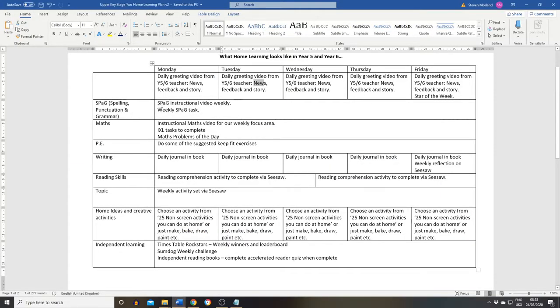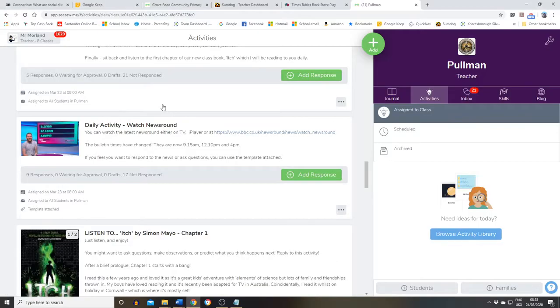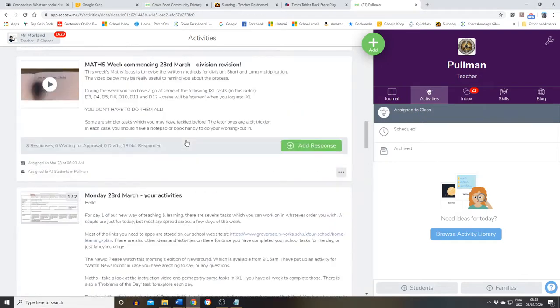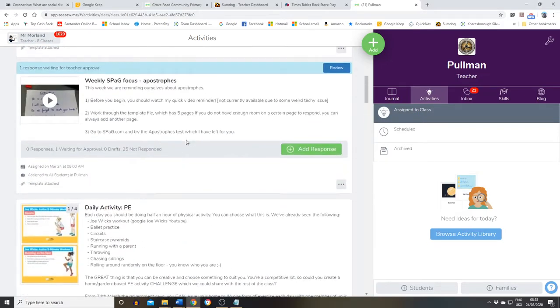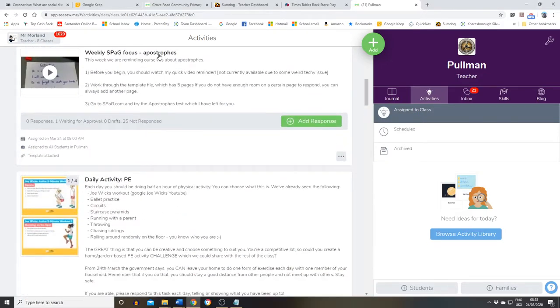SPAG, this is a task that runs all week. It's just gone up this morning on Tuesday, so you can have a go at this. This will be near the top of the list. The weekly focus, which is apostrophes, there's a little video to watch. There is a little template to work through and some questions to have a go with. And then when you've done that, if you go to spag.com, then you can do the apostrophes test, which I've left to you. If you have not got your spag.com login yet or you've lost it, let me know.